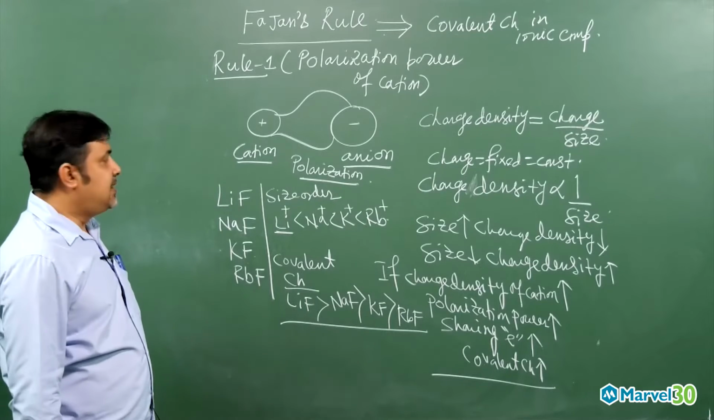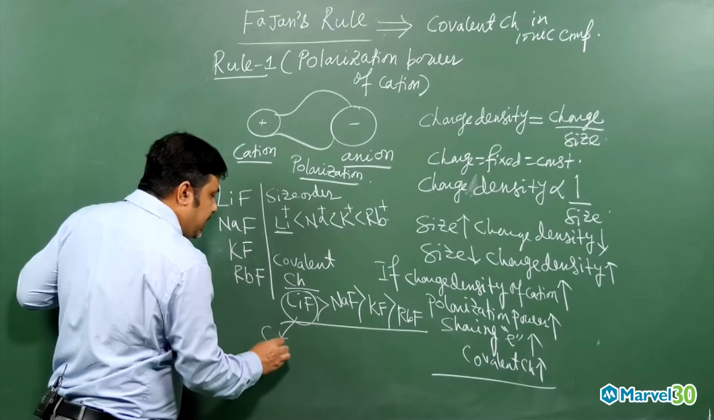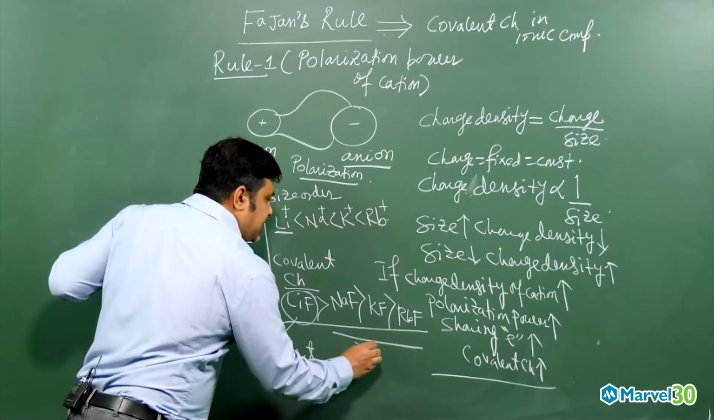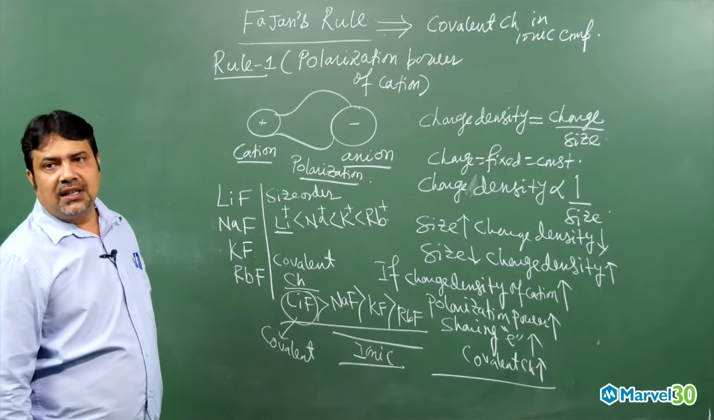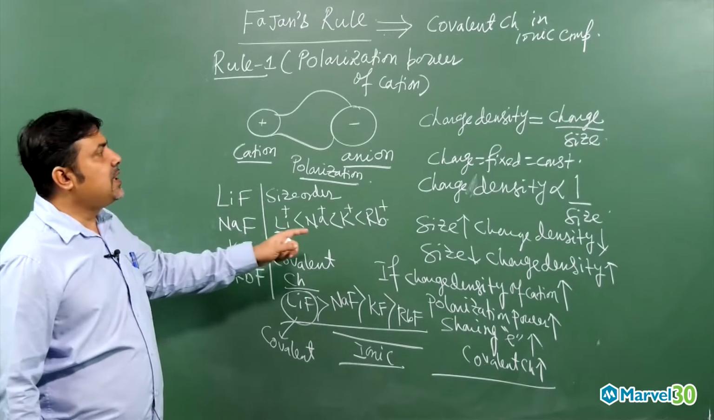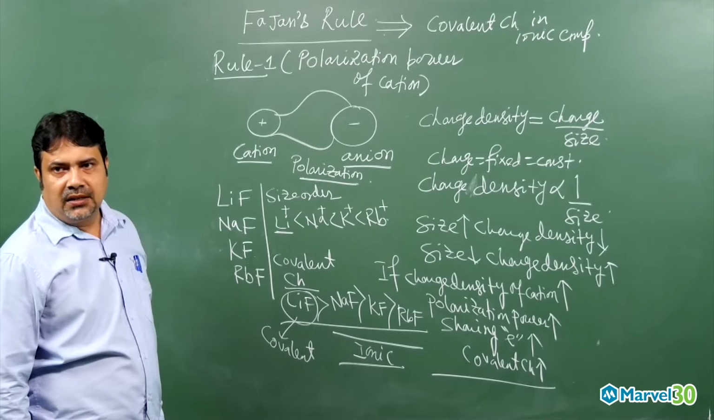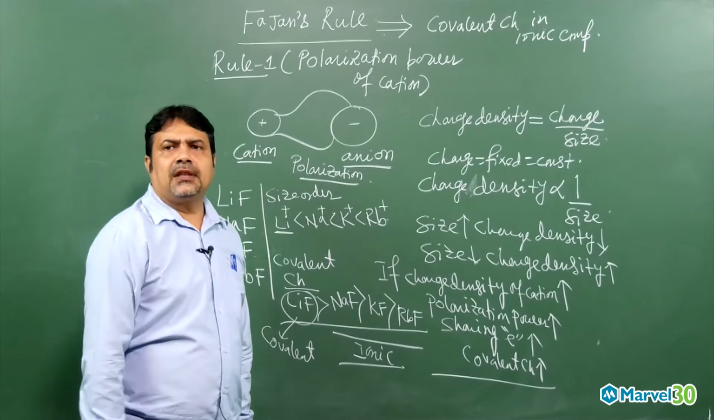So because of that reason, lithium fluoride is considered as covalent, where all these three are considered as ionic. So these are the things you have to understand. This is based on Fajan's first rule. I hope it is clear to everyone, my dear students. Okay, then come for the next rule.